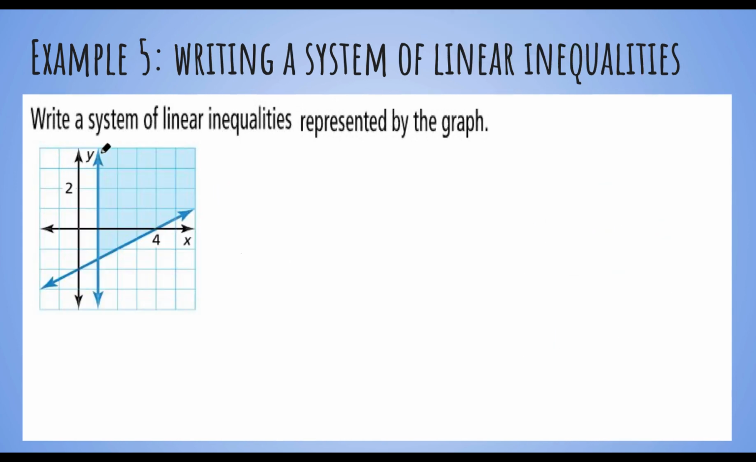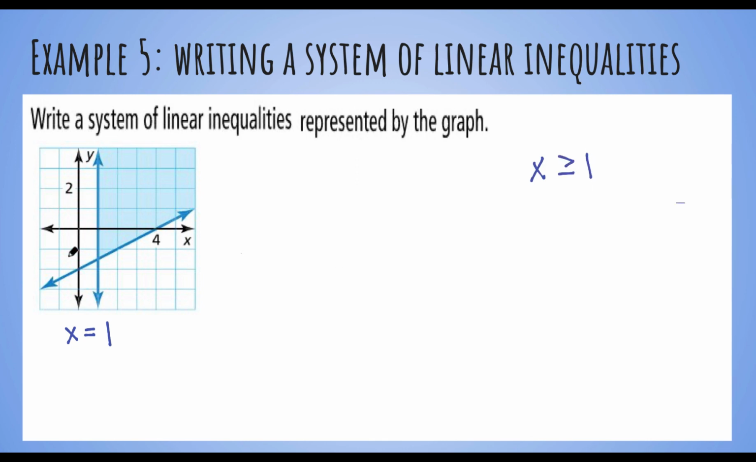Okay, our last example, let's take a look at our system. So based off of the graph, we can see that this is a vertical line. So this vertical line is going to be in the form of x is equal to, and if we look at the value, it looks like it's a 1. Since we're shading to the right, it's going to be all values of x that are greater than or equal to 1. So the inequality looks like this. X is greater than or equal to 1.